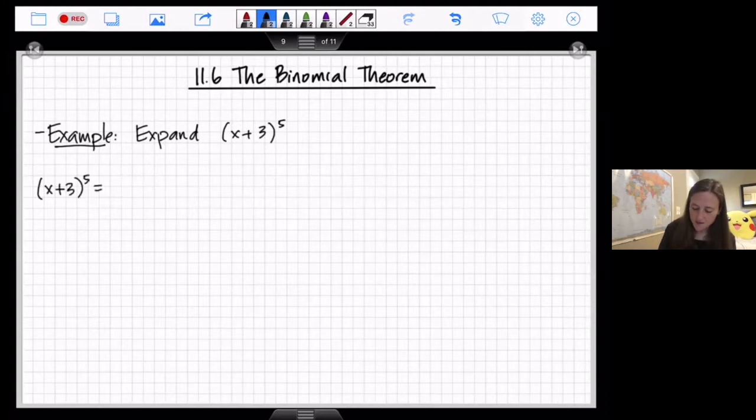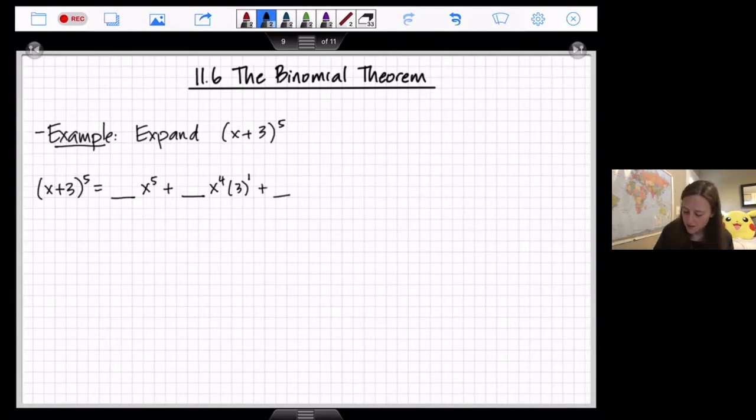X plus 3 to the fifth, we know we're going to have some coefficient from Pascal's triangle. Our first term was always x to the whatever power we were on. So our first term is going to be x to the fifth. And then we saw in each subsequent term, we were losing powers of x and gaining powers of y. So the next term is going to be x to the fourth. And then our y in this case is a 3. We're going to have 3 to the first power. Remember as a check that the exponents on the x and the 3 are always going to add up to 5. That's the exponent on our binomial.